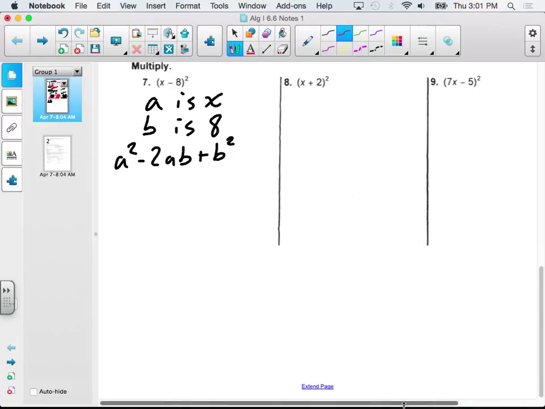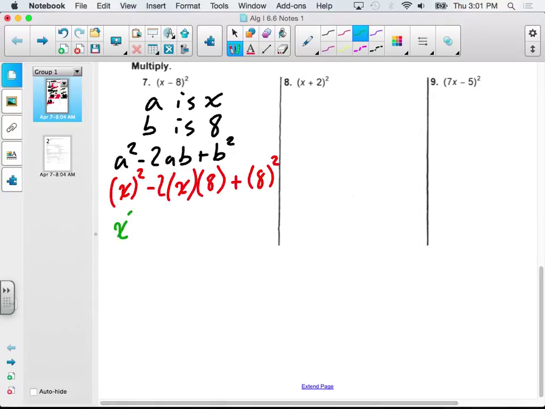So, it's just substituting our a and b. X squared minus 2 times x times 8 plus 8 squared. So we're substituting all of our a's and b's in. So x squared is just x squared, minus 2 times x times 8 is 16x, and then 8 squared is 64.